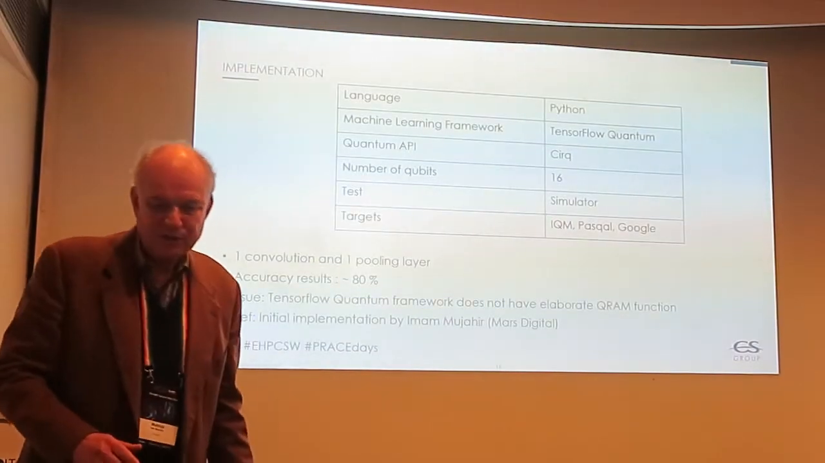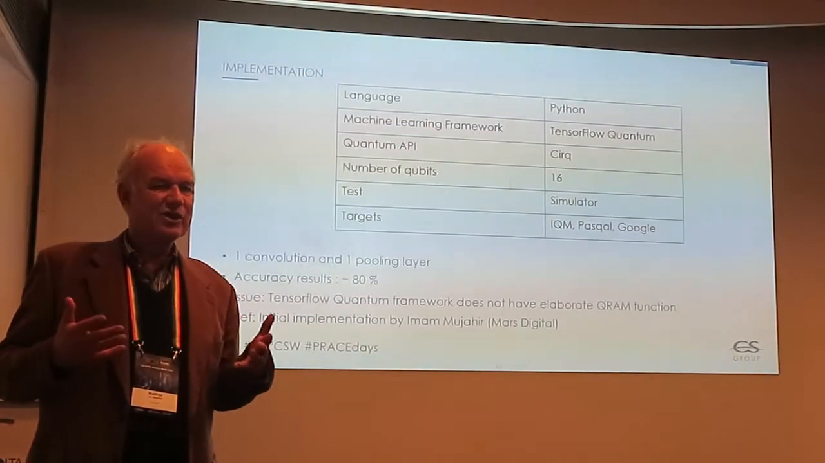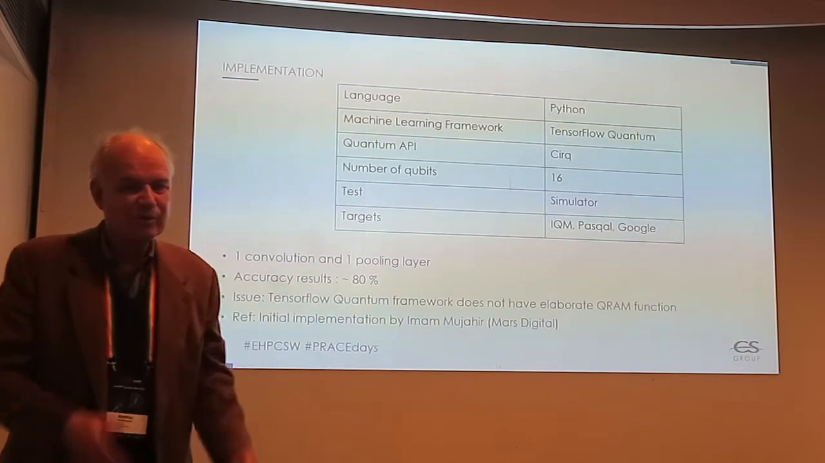One of the issues we had is that TensorFlow Quantum did not have an elaborate QRAM function, so we couldn't put all the data into the qubits efficiently.